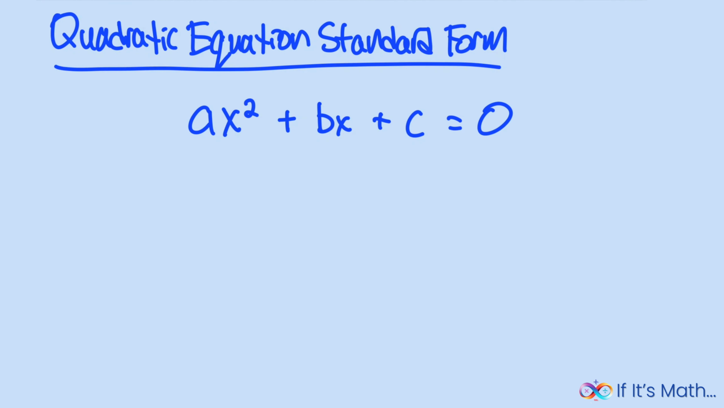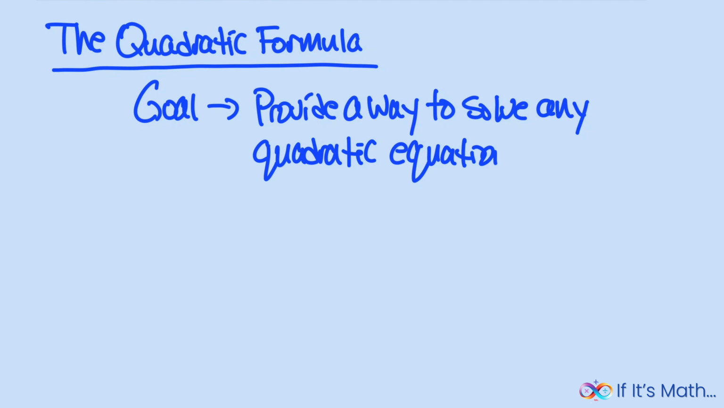So let's go through what the quadratic formula itself really is. When you think about the goal of the quadratic formula, it's to provide an easy way to solve any quadratic equation, which again means to find where those values of x equal 0.